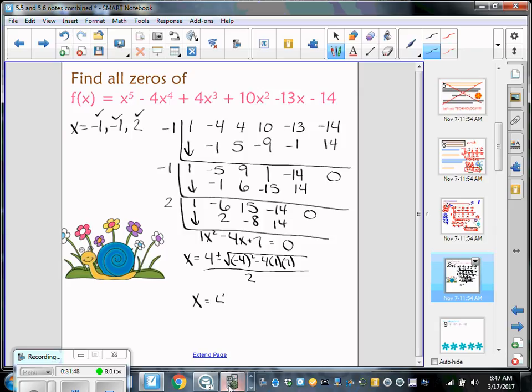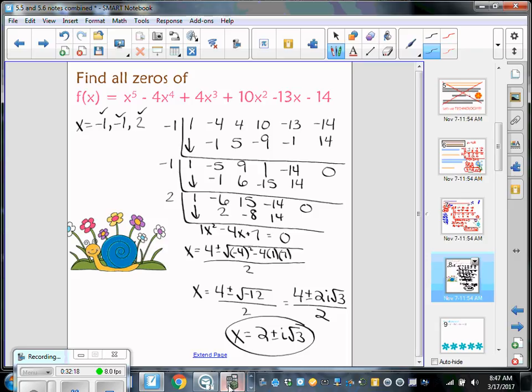All right, so we have 4 plus or minus radical. What do we get underneath there? Good. Negative 12 all over 2. So that'll be 4 plus or minus 2i radical 3 all over 2. Divide them all by 2. So we get 2 plus or minus i radical 3. So there's 2 answers, 3, 4, 5.